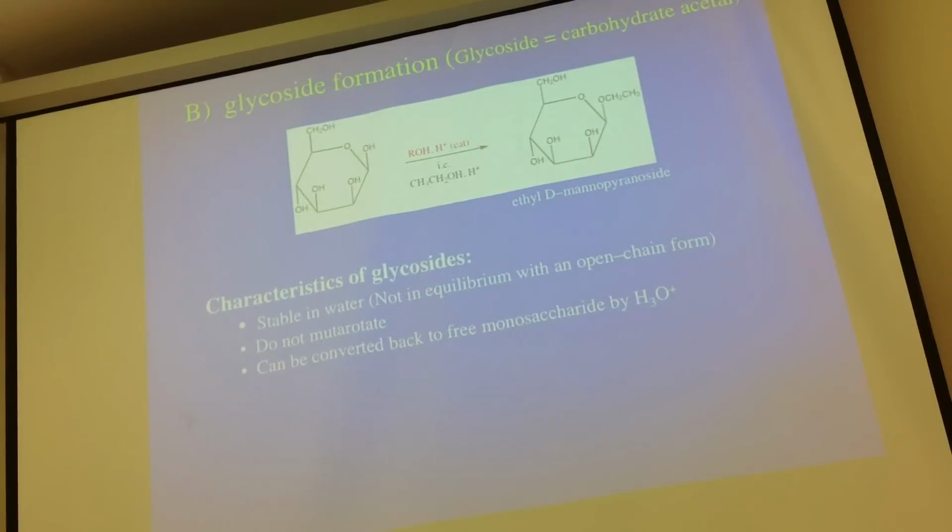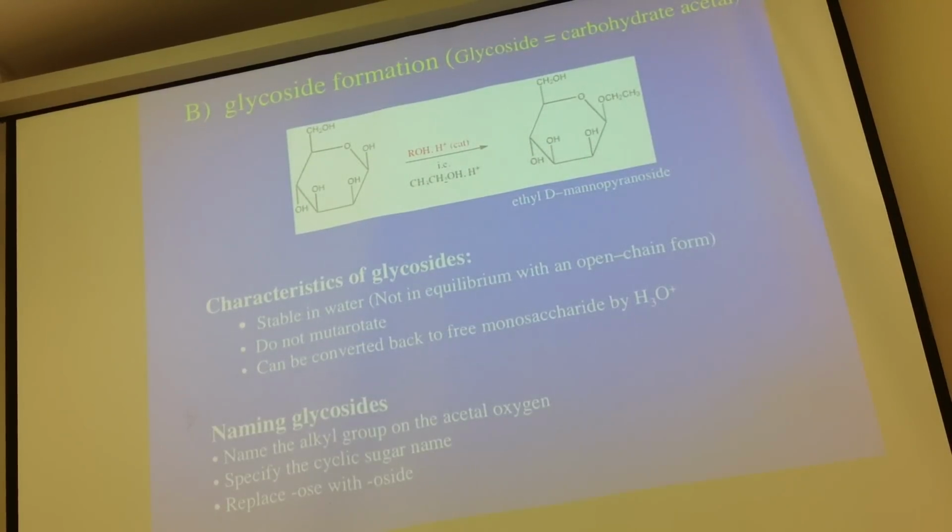That means it can't mutarotate. So it can't go alpha to beta to alpha to beta. There will be no straight chain form. Once I've done this to it, right here, there is no possibility of having a straight chain form from this guy. I can only get it back to my hemiacetal there, my normal sugar, by actually cleaving it with H3O+. Okay?